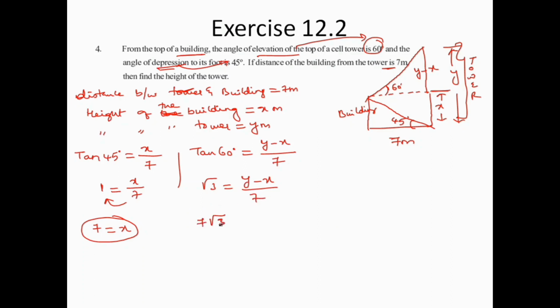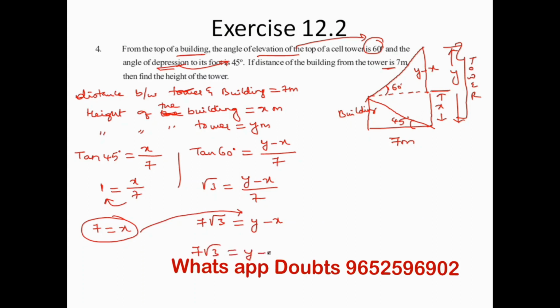So we now have 7 root 3 equals y minus x. I'm substituting the value of x, so I am left with 7 root 3 equals y minus 7. I'm shifting this number to the other side: 7 root 3 minus 7 equals y. Now I'm taking 7 common outside directly, so that is 7 times (root 3 minus 1) equals y.